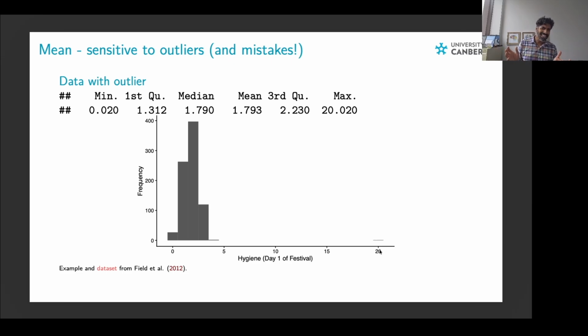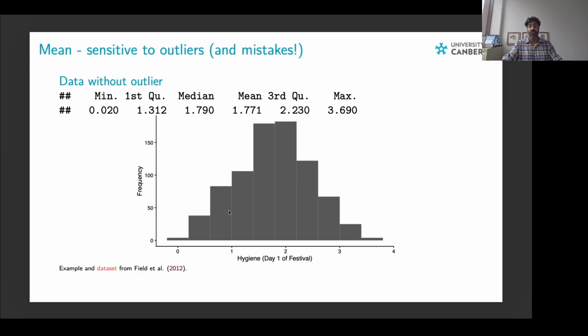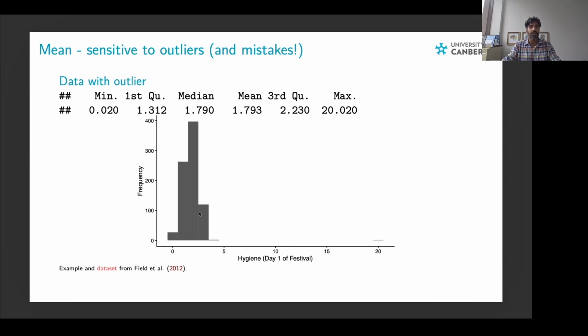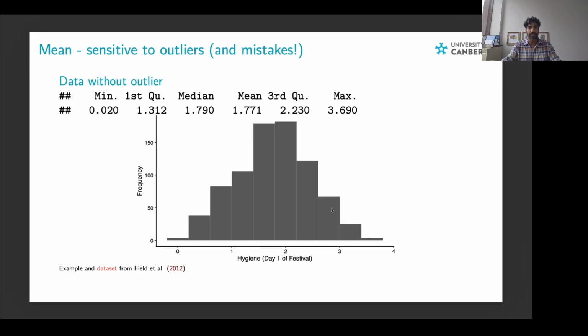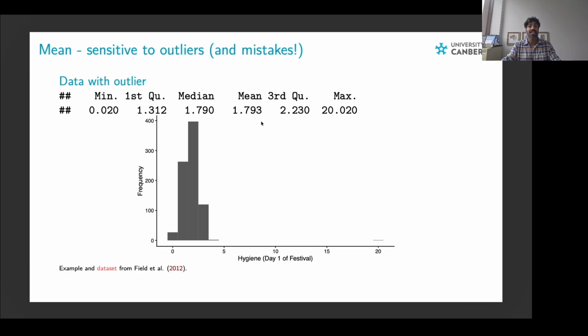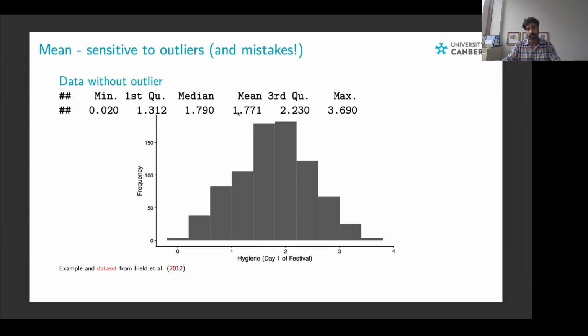Now, I think the scale is 0 to 5, so it doesn't really make sense to have a value of 20 there. That would be something to remove. When you remove it, you get this normal distribution, and it really can impact the data in meaningful ways like this. What I want you to take away from here is that the median is unchanged with the presence of that outlier, but the mean value does change, right? It goes from 1.79 to 1.77.